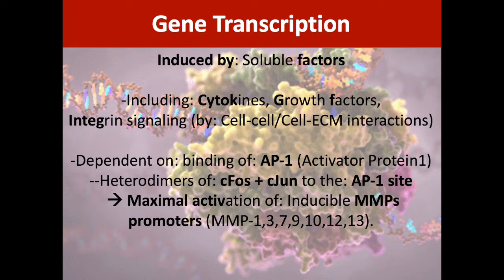Their gene transcription is induced by soluble factors, including cytokines, growth factors, and integrin signaling by cell-cell and cell-extracellular matrix interactions. Also, their transcription is dependent on the binding of AP-1, activator protein 1, formed by heterodimers of c-Fos and c-Jun, to the AP-1 site, which leads to maximal activation of the inducible MMP promoters of MMP 1, 3, 7, 9, 10, 12, and 13.